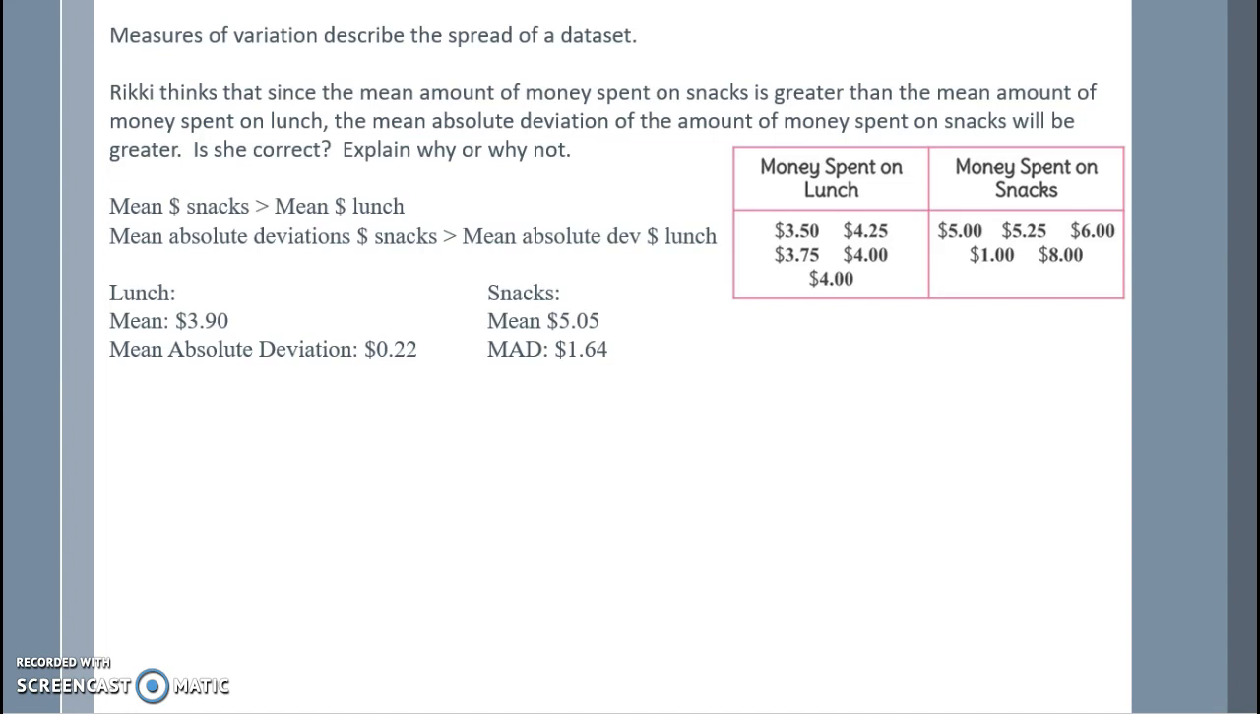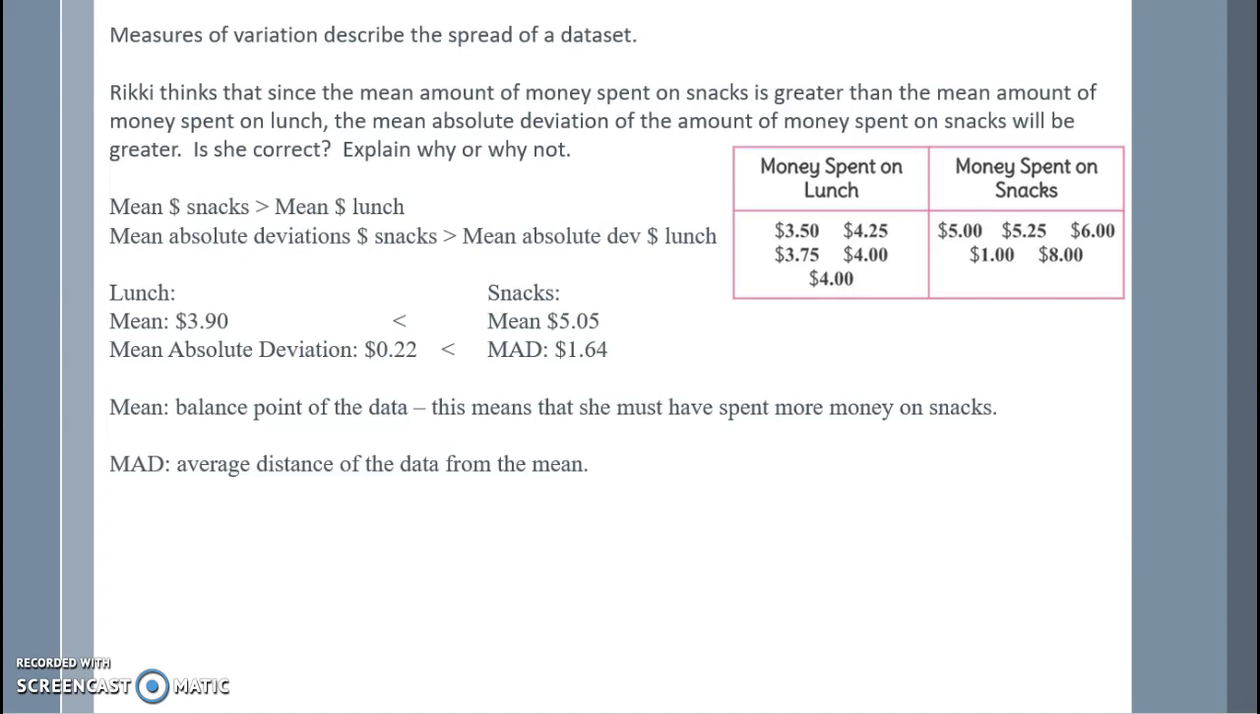So looking at our data that I've calculated for us, I see that the mean lunch is $3.90 and the mean snack is $5.05. I also see that the mean absolute deviation of lunch is 22 cents and the mean absolute deviation of snacks is $1.64. In both cases, the snacks are greater than the lunch. However, we have to know what each part means. The mean is the balance point of the data. So this means that she must have spent more money on snacks because the mean is larger.